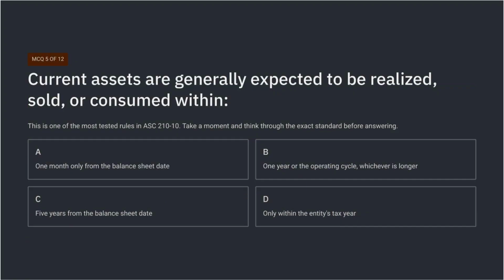Here is MCQ 5. Current assets are generally expected to be realized, sold, or consumed within what period? This is one of the most important ASC 210-10 rules. Be careful, the answer is not simply 1 year in every situation. ASC 210 uses the 1 year rule together with the operating cycle concept. Think through the exact classification rule, especially the phrase whichever is longer, then choose your answer.